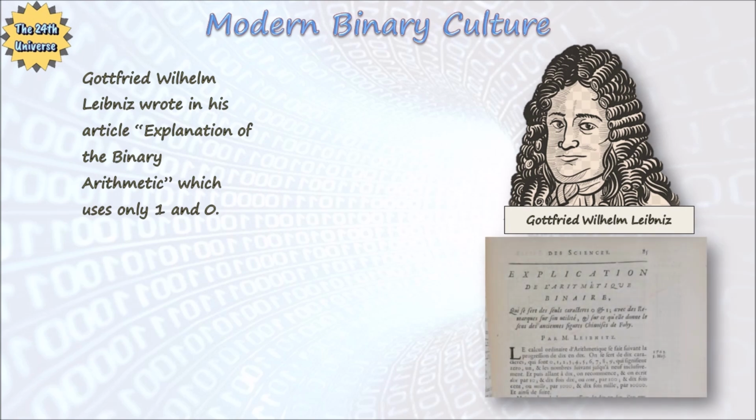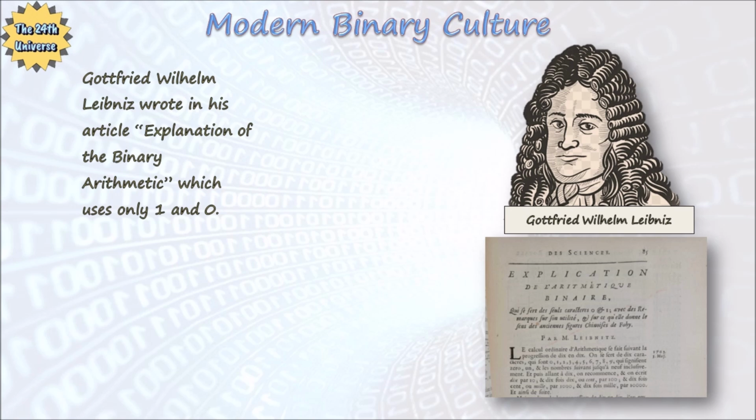In the 17th century, a German polymath named Gottfried Wilhelm Leibniz wrote in his article Explanation of the Binary Arithmetic, which uses only the characters 1 and 0, with some remarks on its usefulness. Leibniz is also known for developing the modern binary number system, which is fundamental to the operation of modern computers, considered as such by most mathematicians. And even if you Google it, you will find the same answer.